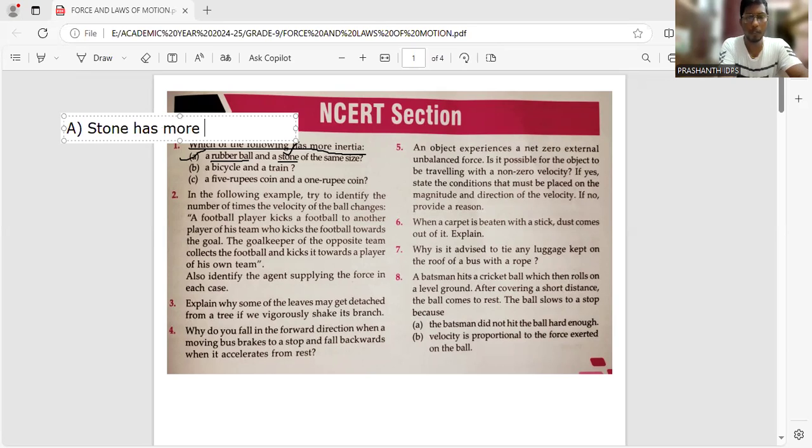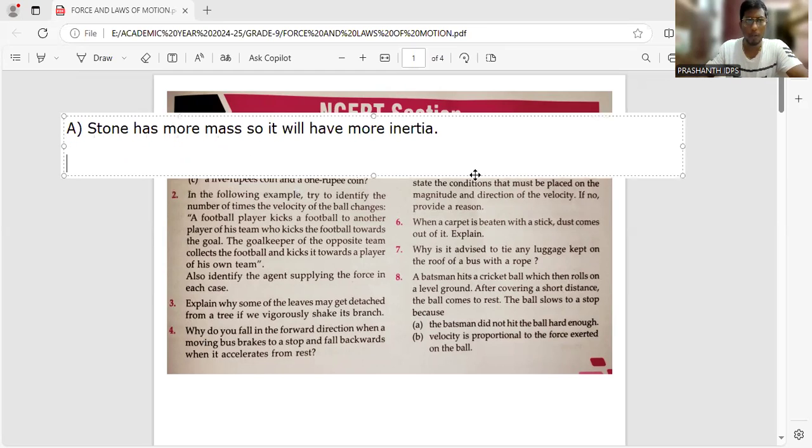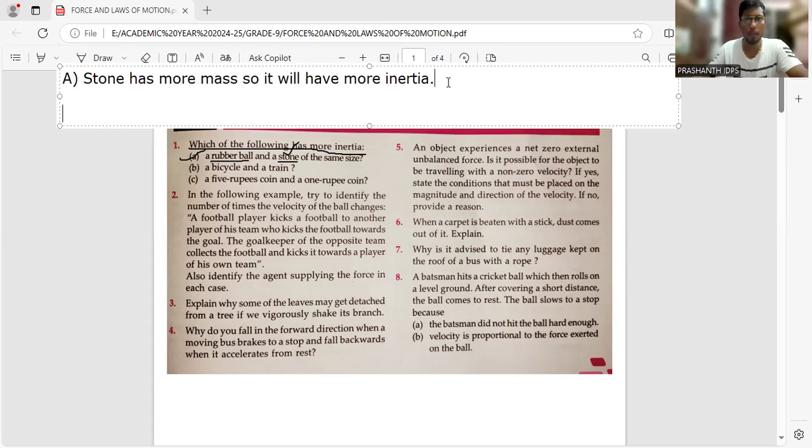has more mass, so it will have more inertia. So inertia depends on mass. That you have to keep in your mind: more mass, more inertia. The answer is, because stone has more mass, it will have more inertia.